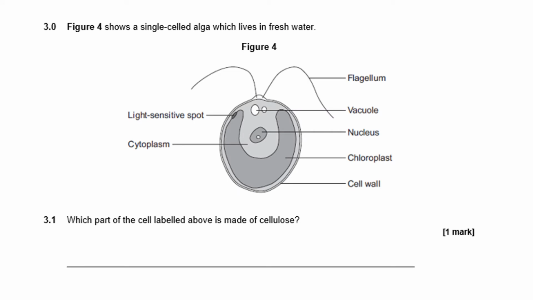So question number 3. Figure 4 shows a single-celled alga which lives in fresh water. So we've got some different structures here that we should be familiar with. So flagellum, we know those from bacterial cells. They aid in the movement. We've got a vacuole, a nucleus, chloroplast, cell wall, cytoplasm. We're all familiar with those. And then we have a light sensitive spot.